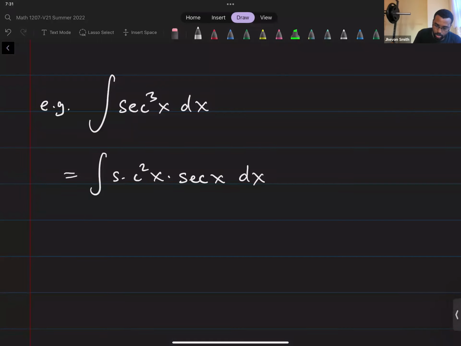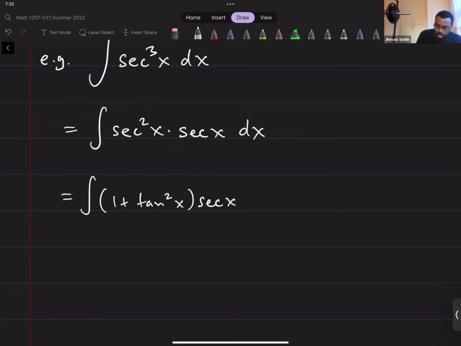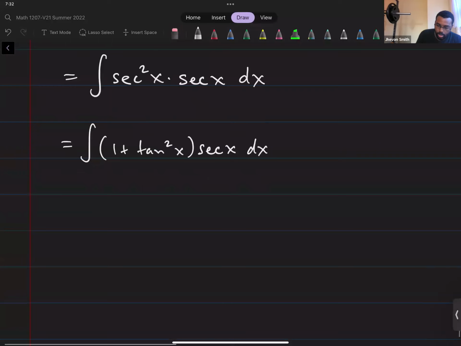Now we have to turn them into tangents somehow. Okay. Well, we can change a secant squared into a tangent, right? This is just going to be 1 plus tangent squared. Then we might want to multiply this out. Okay, so we have a secant, which we know how to integrate. That's a basic rule. Then we have the secant tangent squared.